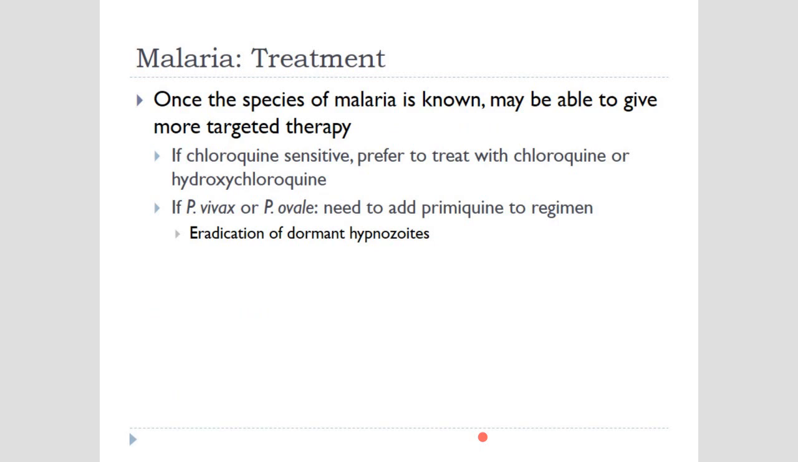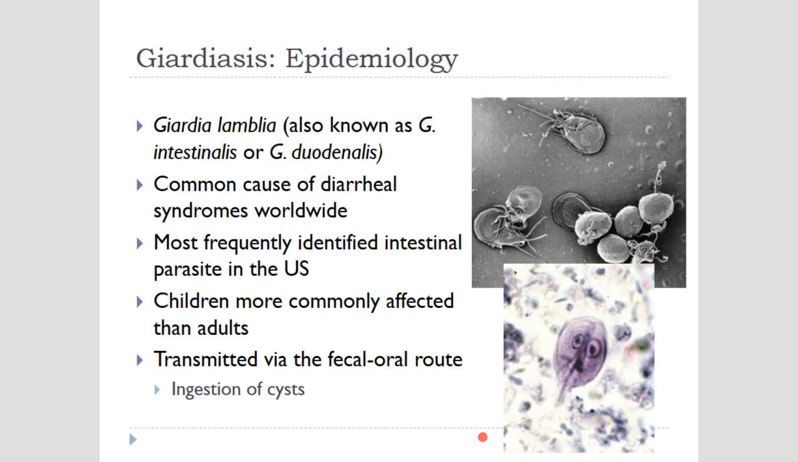But then again, if we suspect that Plasmodium vivax or ovale is involved, other than falciparum, we may want to add primaquine to the regimen. And then again, the whole idea is we need to eradicate dormant hypnozoites. If you go to the life cycle, you will see that some of them are more nasty than the others, and we want to break the cycle. So that's the ultimate goal in these cases.